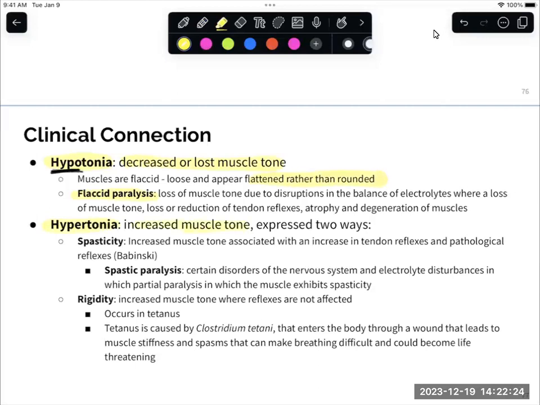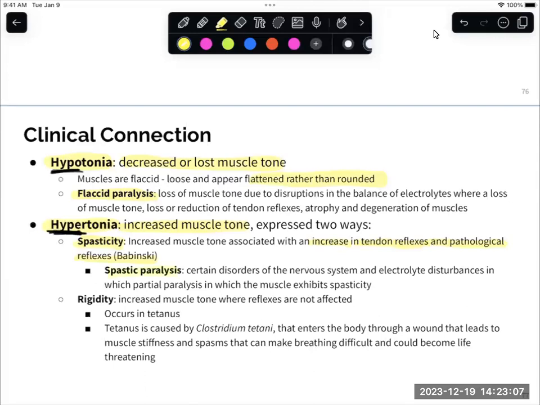Hypertonia is increased muscle tone. Hyper means above normal, a word you're going to see over and over again. We can see it in spasticity. There's an increase in muscle tone, which causes tendon reflexes to be increased, so the patellar reflex is a lot larger. We also see some pathological reflexes like Babinski, where you scrape something along the bottom of the foot. You should curl your toes, but a positive Babinski means they splay their toes out. We'll go through that again in the nervous system.